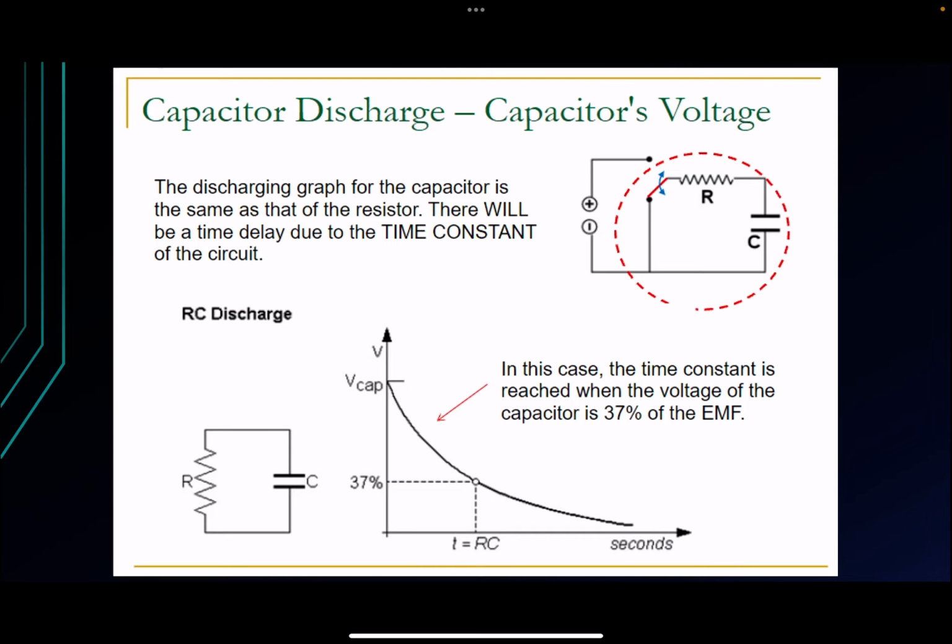Okay, so discharging a capacitor, we're doing things a little bit different. All right, the discharging graph for the capacitor is the same as that of the resistor. There will be a time delay due to the time constant of the circuit. So we're starting at the maximum V over the capacitor and going to 0 as it discharges. So this opposite is, instead of 1 minus E, we're just having E to the negative time over tau. Okay.